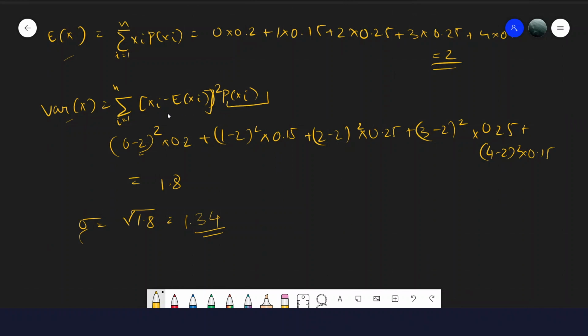Because I want to scale this value down to its value of probability. This is similar to dividing it by n, multiplying by 1 by n, when you take sigma xi minus x bar the whole square in the normal variance formula. Okay, that's what it is.